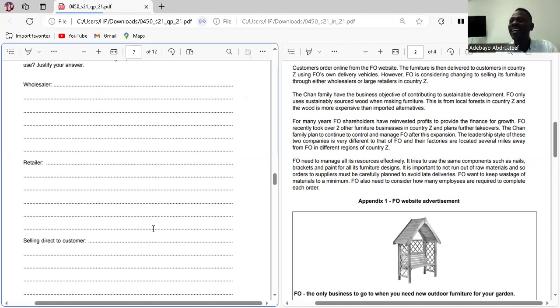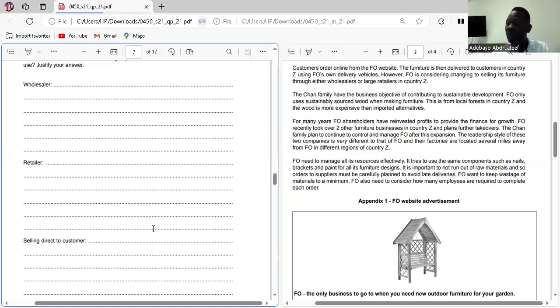So retailers will be like wholesalers, but they are retailers because they sell in bits. They might sell in bits and they might sell in large quantities too, just like big supermarkets that can sell cartons. Do you get it now? So FO can sell in large quantities to retailers.